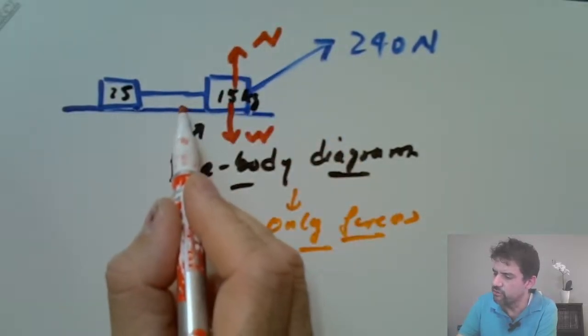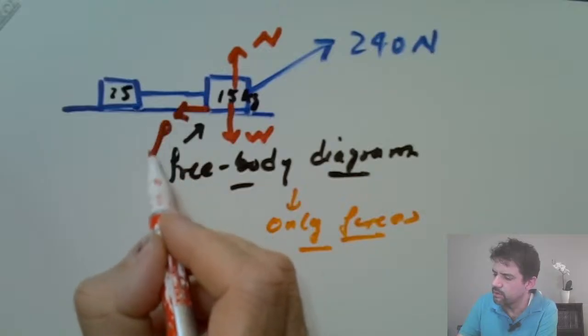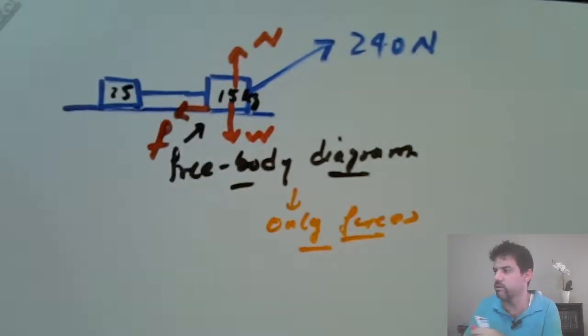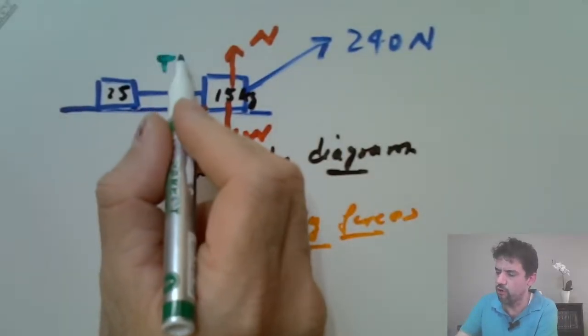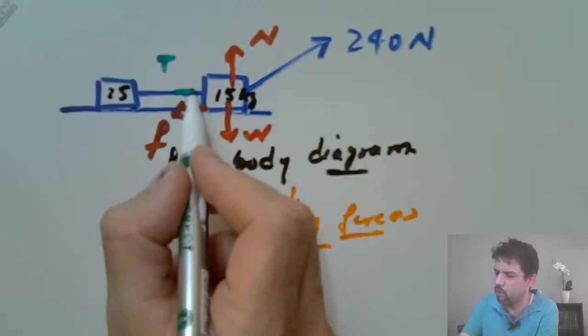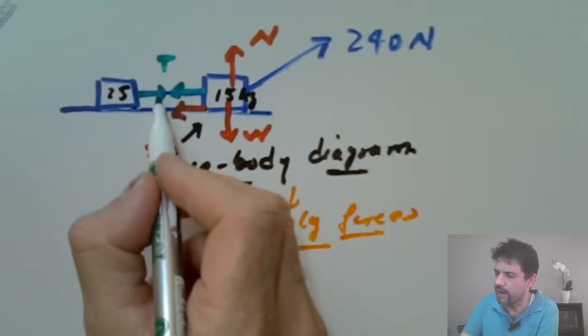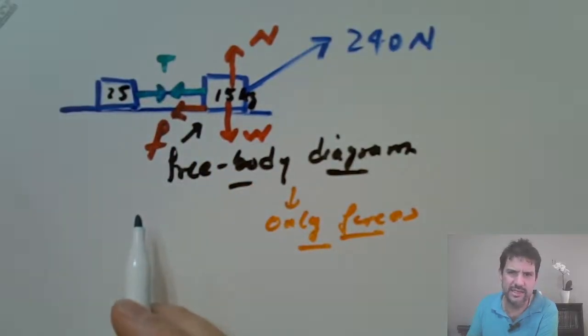We have friction, which is kinetic, but we also have the tension. And I want to point out two important things about that tension. First of all, that tension is for both objects. It's pointing backward for the one at the front, and it's pointing forward for the one at the back. So that is important to know.